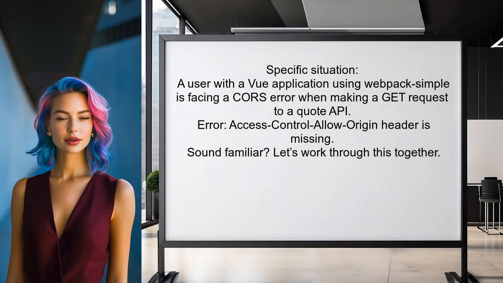Let's dive into the specific situation at hand. One user reached out with a Vue application generated using the Webpack Simple option. They were trying to make a GET request to a quote API, but they encountered a CORS error stating that the access control allow origin header was missing. Sound familiar? Let's work through this together.